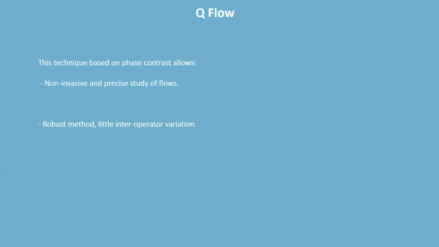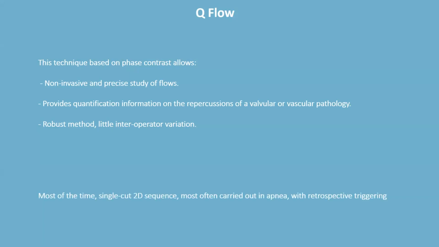The Q flow technique is based on phase contrast to allow us a non-invasive and precise study of flow. It provides a quantification of the information on the repercussion of valvular and vascular pathology. It's a robust method with little interoperator variation. Most of the time, a single-slice 2D sequence is carried out in apnea with retrospective triggering.